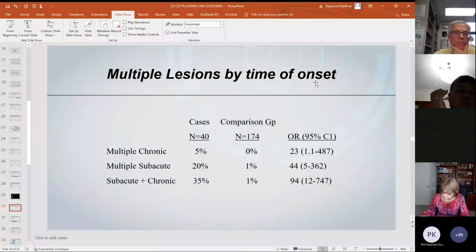Then we went on to look at the timing. And obviously there aren't that many cases that have multiple chronic, multiple subacute, or subacute superimposed on chronic. So for these odds ratios, the confidence intervals are very wide. But multiple lesions that occur at different times did have the highest percentage of cases and the highest odds ratio for predicting neurologic impairment.